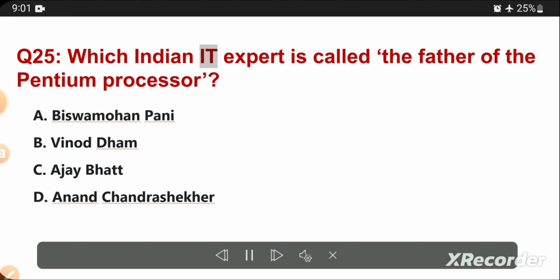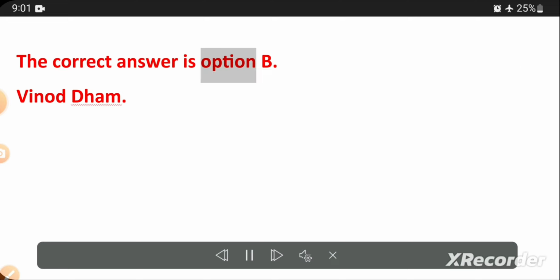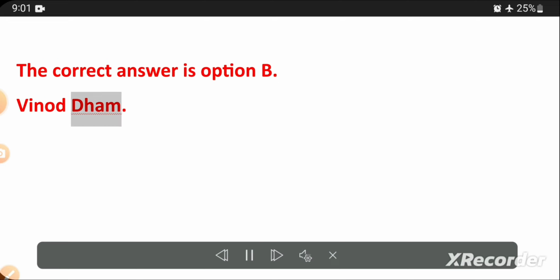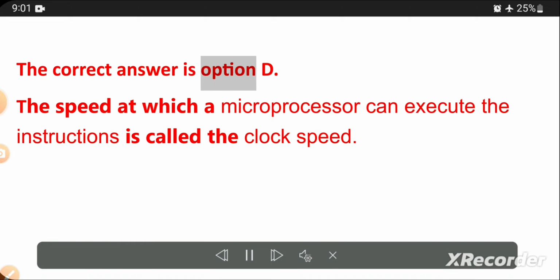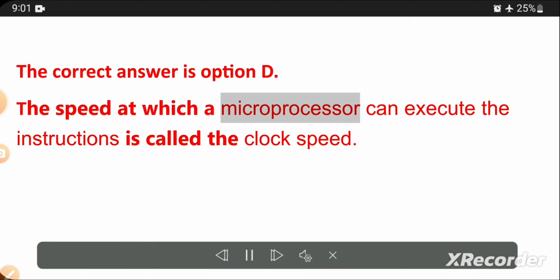Q25. Which Indian IT expert is called the father of the Pentium processor? Biswamohan Pani, Vinod Dham, Ajay Bhatt, Anand Chandrasekhar. The correct answer is option B. Vinod Dham. Q26. Clock speed is the speed at which a microprocessor interprets instructions, writes instructions, reads instructions, executes instructions. The correct answer is option D. The speed at which a microprocessor can execute the instructions is called the clock speed.